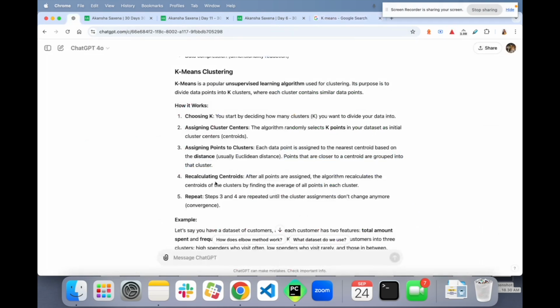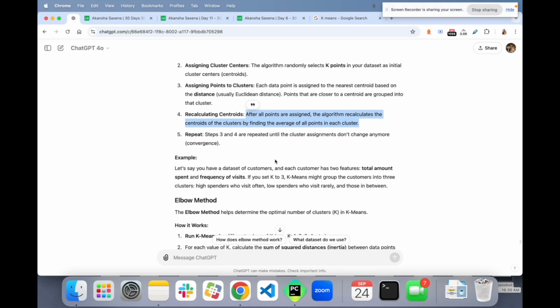Now recalculating centroids. After all points are assigned, the algorithm recalculates the centroids of the cluster by finding the average of all the points. Okay, so it recalculates to see if it has calculated it correctly or not. Steps 3 and 4, as in, again recalculate by finding the average of all points in the cluster, and then we assigned all the points to the nearest centroids, then recalculate. So steps 3 and 4 are repeated until the clusters don't change anymore.